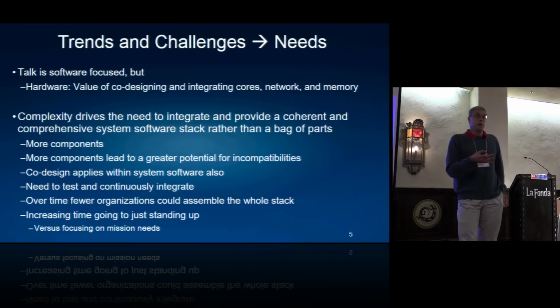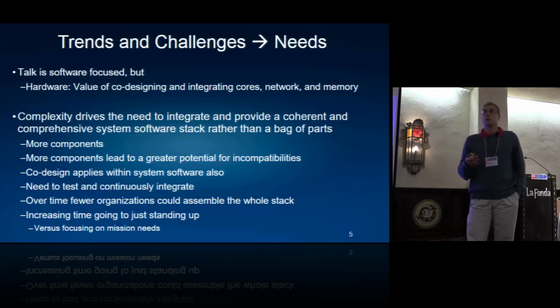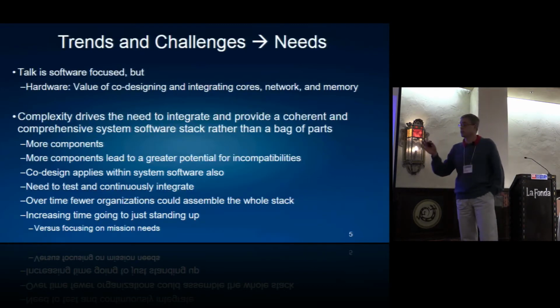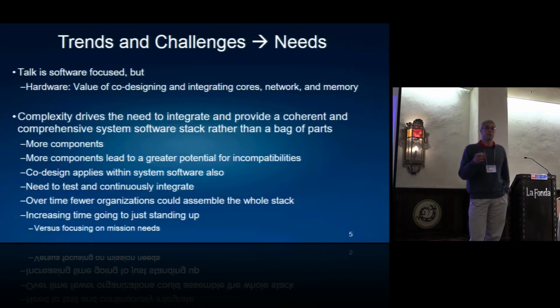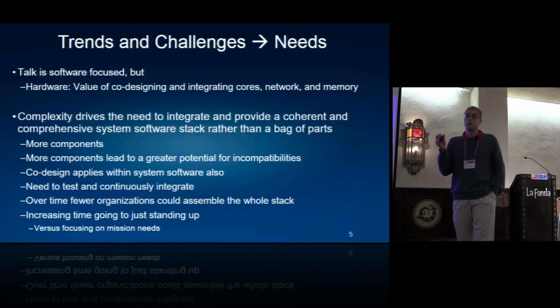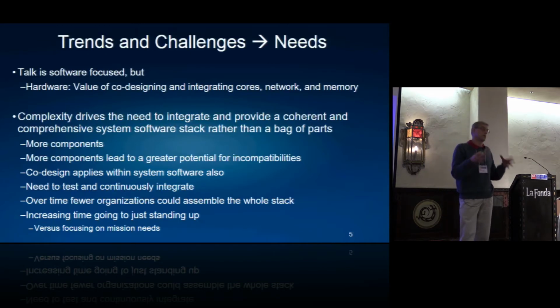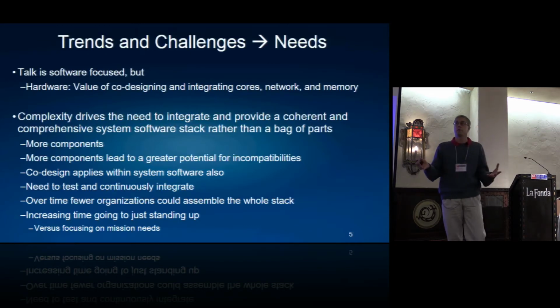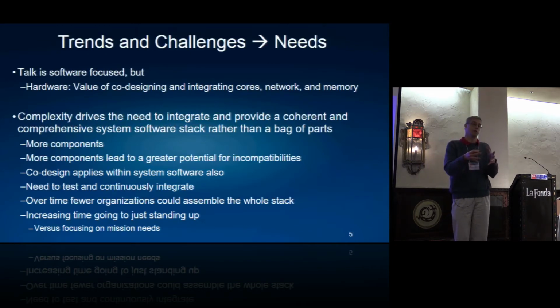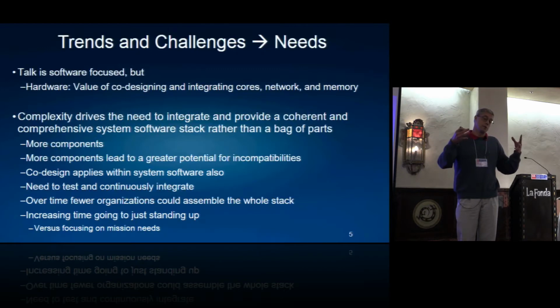So what type of needs do these challenges induce? Again, it's a software-focused talk, but from a hardware point of view, I think there's a lot of value to some of the directions that are being looked at, and that is to look at doing co-design of the components. As probably a lot of people are aware, Intel no longer just produces cores. We produce networking and memory from a hardware point of view. And the value to the community, and the reason we're doing this, is because these teams sit and they do deep co-design together.